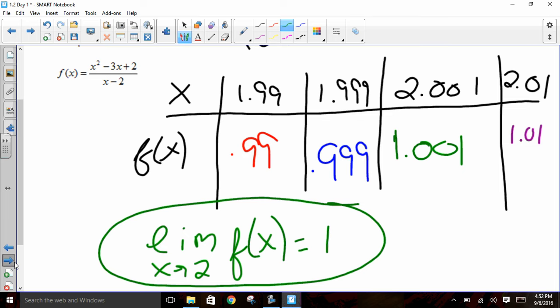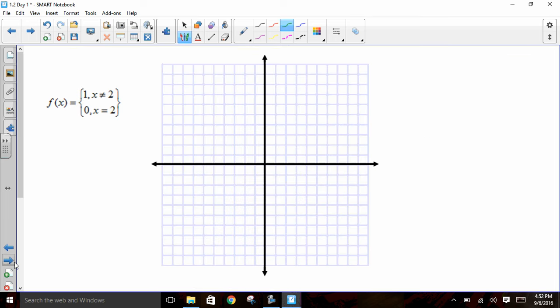Let's take a look at this next graph. So if you notice, we have 2 conditions on this graph. We know that f of x is 1 when x is not equal to 2. But when x is 2, it's 0. So what that's saying is, when x is equal to 2, I have the point (2, 0). So I have this point right here. But any other time, it's equal to 1.